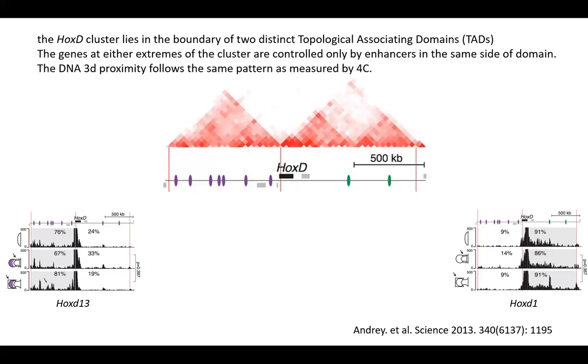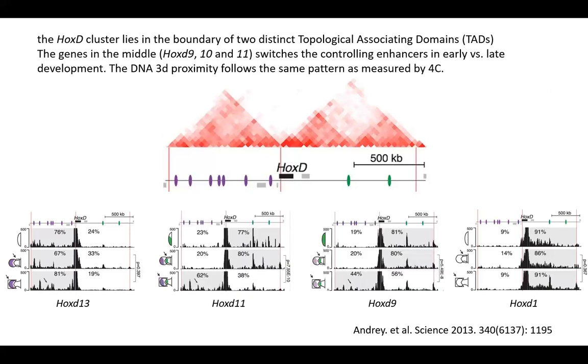But what about the genes that are in the middle? It turns out that the genes in the middle, they switch which domain they interact with as the development goes by. So you have the HOXD9, which is initially expressed early in the limb development, and it contacts with the enhancers on the right side early. And it's the same with the HOXD11. It's connecting with the right side of the enhancers.